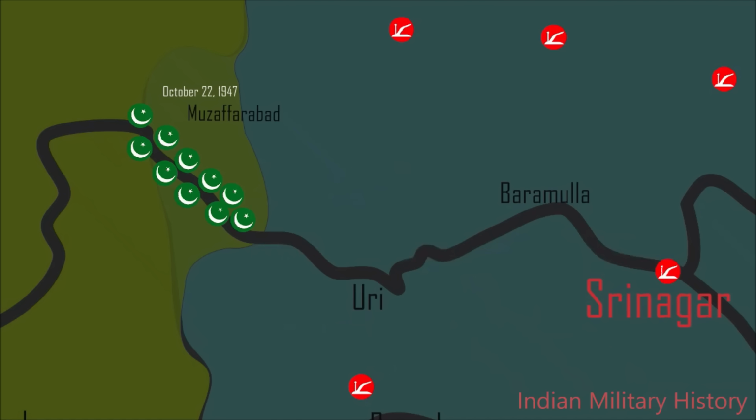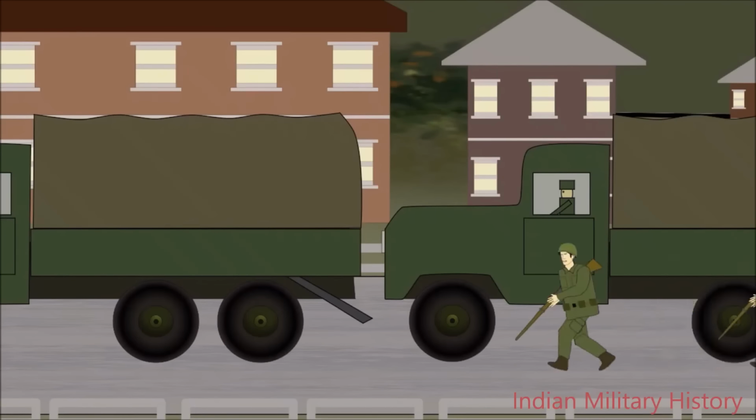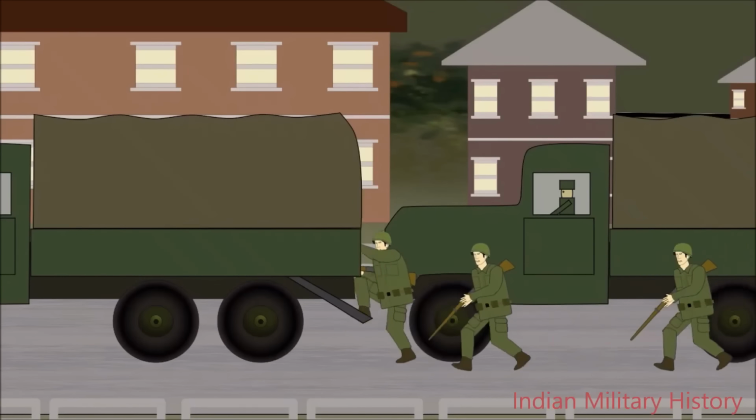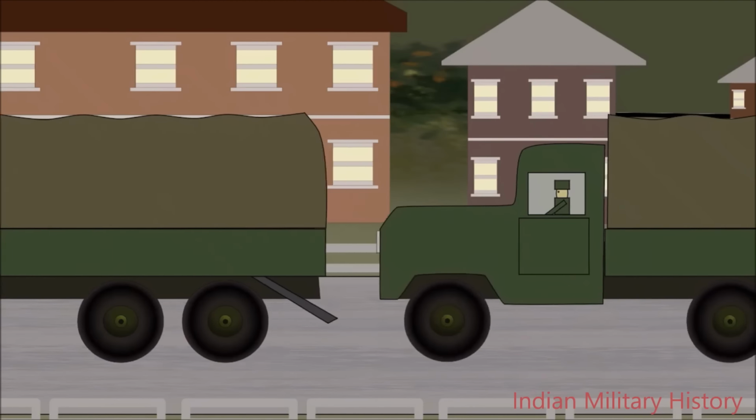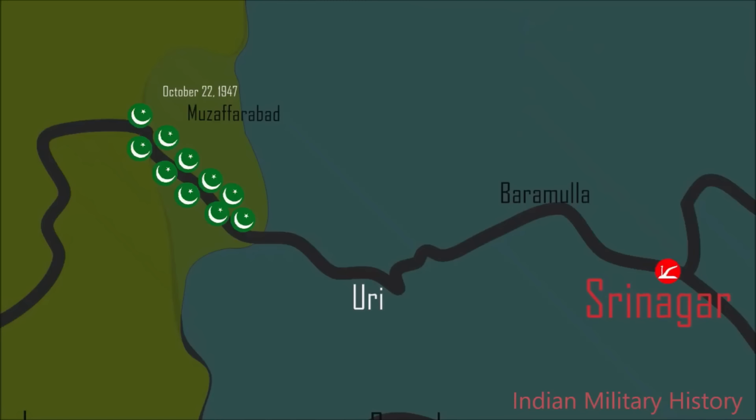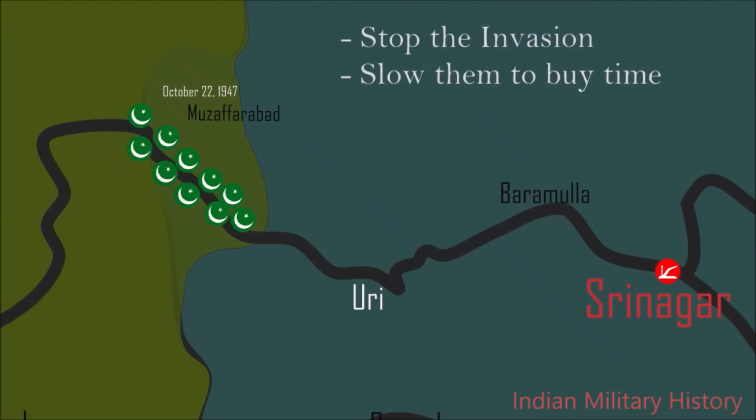The news of the sudden invasion reached Srinagar on October 24, 1947. The Jammu and Kashmir state forces, led by Brigadier Rajendra Singh, rallied all the troops available in Srinagar to defend against the invasion. Their objective was to save the capital at any cost, by either successfully stopping the invading force or slowing down their advance enough to buy time for reinforcements.